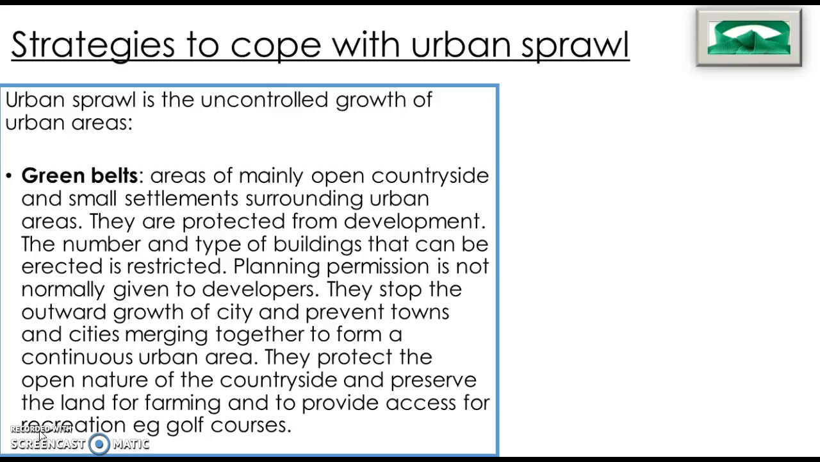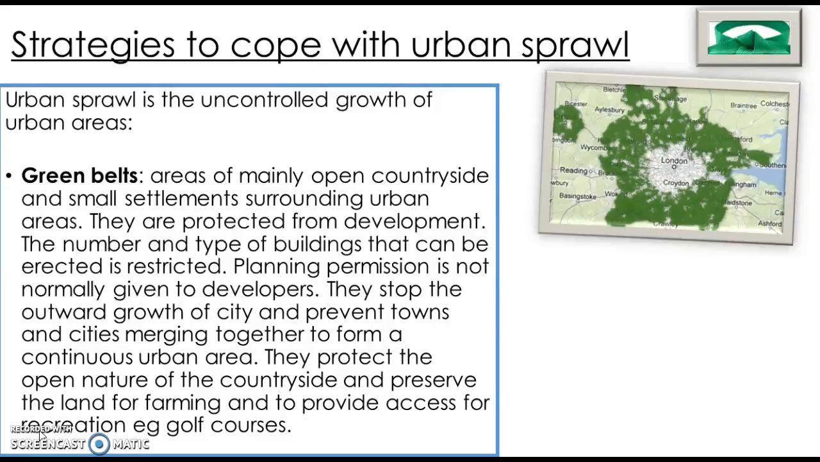One of the strategies that's been used is the introduction of green belts. This is an area of land that's mainly open countryside, and it might include some small settlements that surround urban areas. These are protected from development. The number and type of buildings that can be erected is restricted, so planning permission is not normally given to developers. They stop the outward growth of the city and prevent towns and cities merging together to form a continuous urban area. They protect the open nature of the countryside, and they preserve the land for farming and also to provide access for recreation, so for example golf courses.